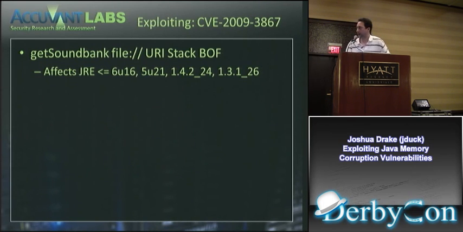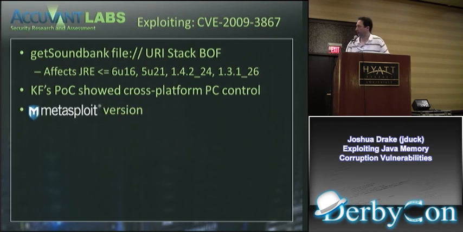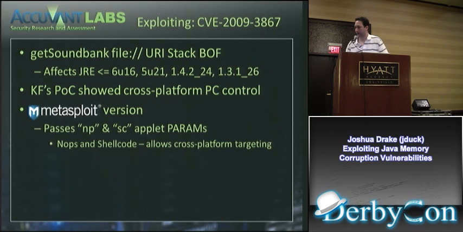So CVE-2009-3867 was a bug that affects these versions. It was in a native sound library that was called through several other Java interfaces and eventually just did a silly string copy. So KF from Digital Munition, he put out a POC that showed cross-platform control of EIP, or whatever the program control register is. So I took and made the Metasploit version from his. He didn't have a payload in his at all because it was just EIP control.